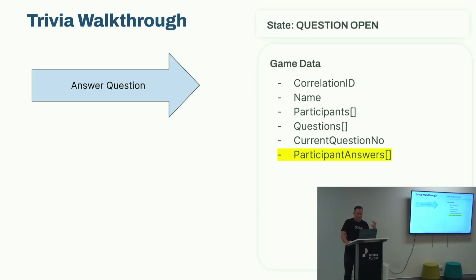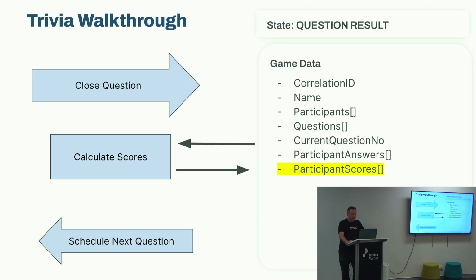Now the answer question event isn't going to change the top level state of our application, but every time an answer question event comes in, it's going to append extra answers into our state. Then after a certain amount of time, our scheduled close question event comes in. It's going to push us into the question result stage.